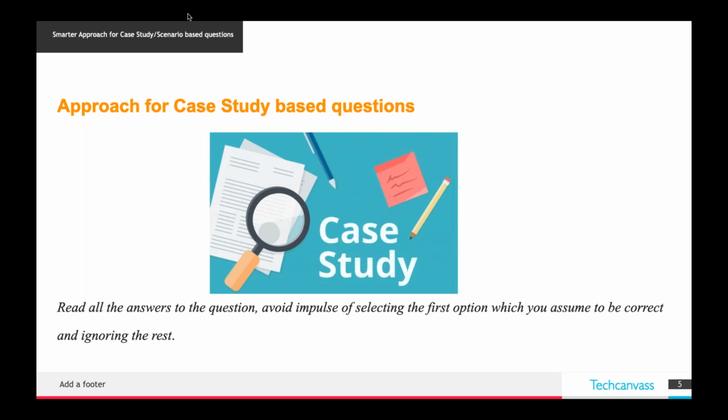Please don't fall into that trap, because I've interacted with many folks who have given CCBA and CFAP, and all I've noticed is that urge. They feel that, yeah, this is the right answer, I'm 100% sure, 100%. They'll click on it, and then later on they'll realize, okay, that was the wrong answer.